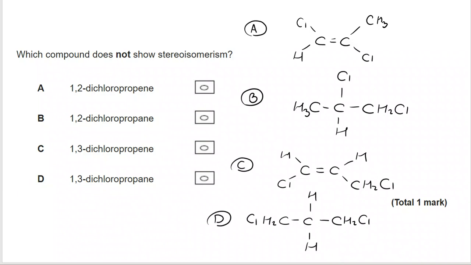Now you've got to remember that stereoisomerism comes in two forms, geometrical isomerism, and we're seeing examples of that in A and C potentially, and B and D we're looking for optical isomerism.